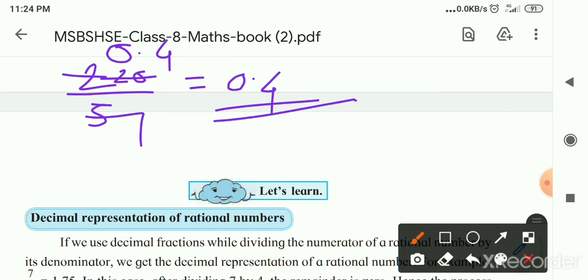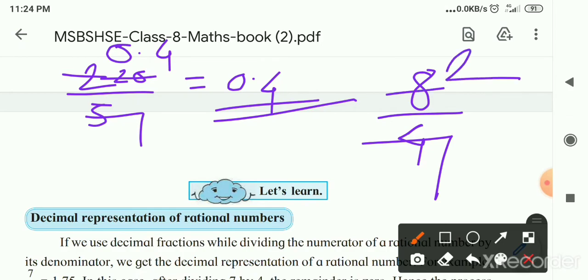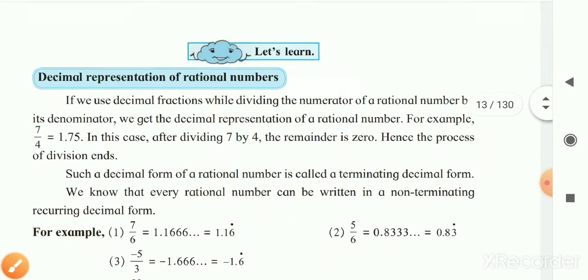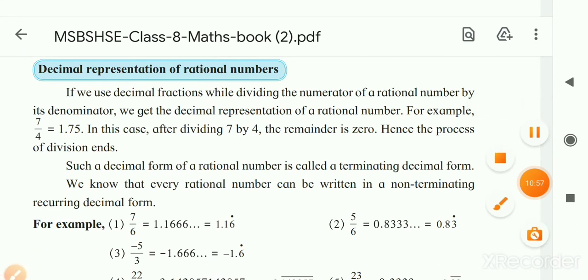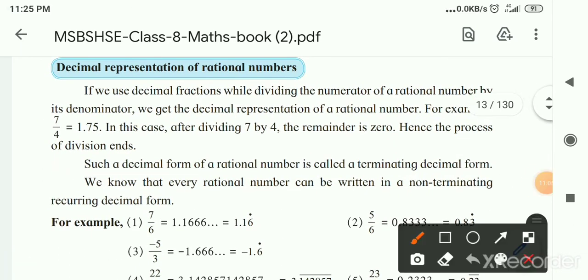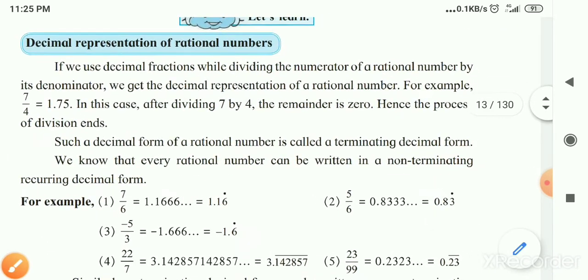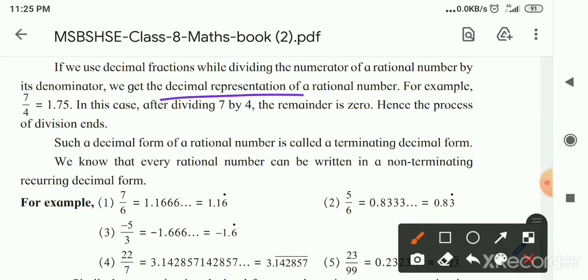Then suppose 8 upon 4 is written. 4 1s are 4, 4 2s are 8. In this way we are solving the example. So what is given here? Decimal representation of rational numbers. Under this heading, what they told you is that if you use decimal fractions while dividing the numerator of a rational number by its denominator, we get the decimal representation. Decimal means the answer has a point inside it.